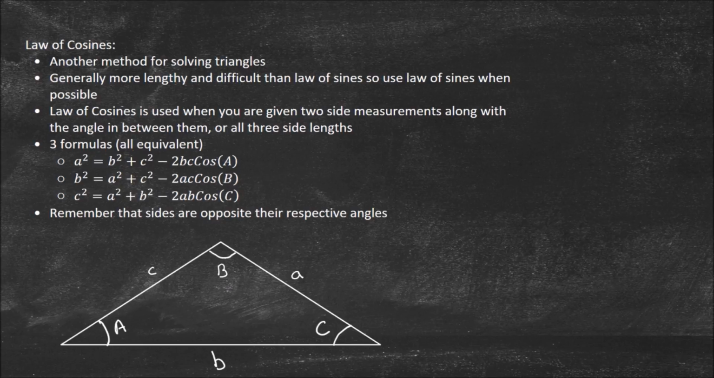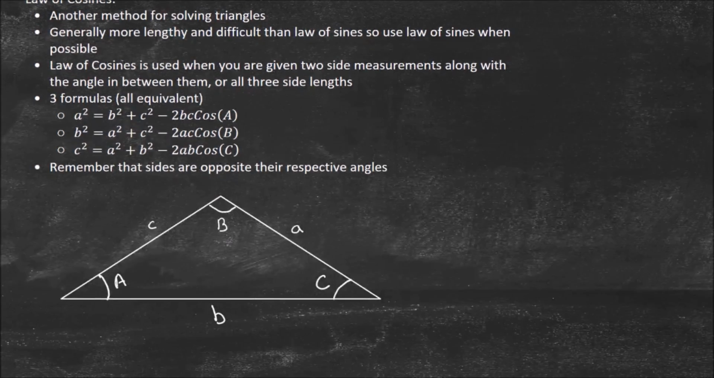It's used when you are given two side measurements along with an angle in between them, or all three side lengths. So what that means is that you could get side C and B, and you'd have to get angle A. You have to get what we call the included angle. I'll write that. So two sides plus their included angle. And the included angle is just the angle that will be in between them.